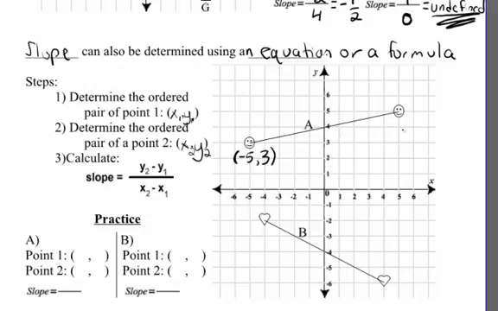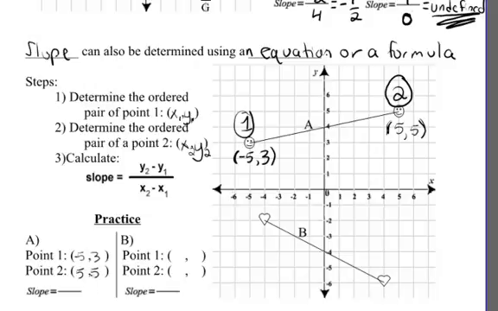Okay? And we have to find the ordered pair for the second one. So it's +5, +5. Okay? Now we said this was 1 and this was 2. It doesn't matter as long as you're consistent. You have to be consistent. So, point 1 is going to be -5, 3. Point 2 is going to be 5, 5.